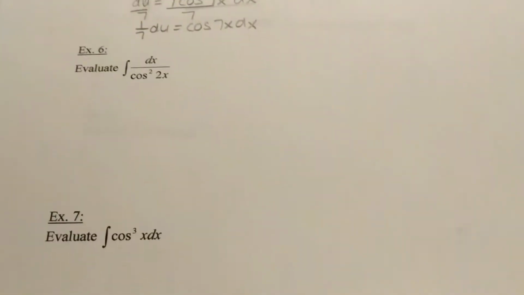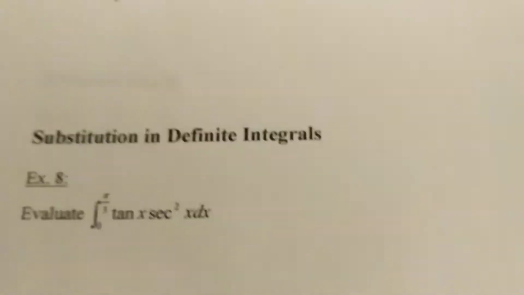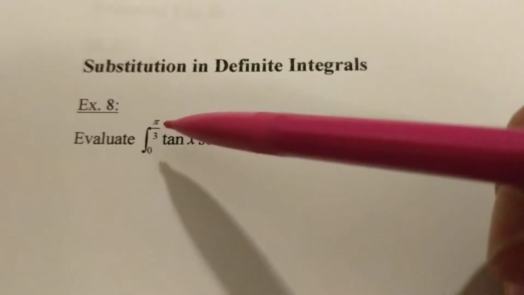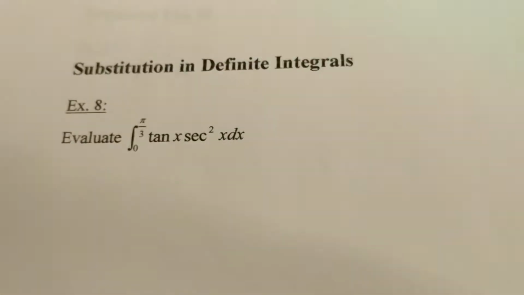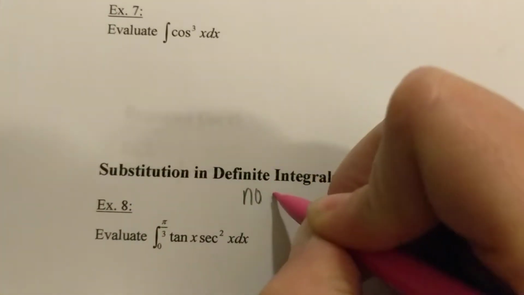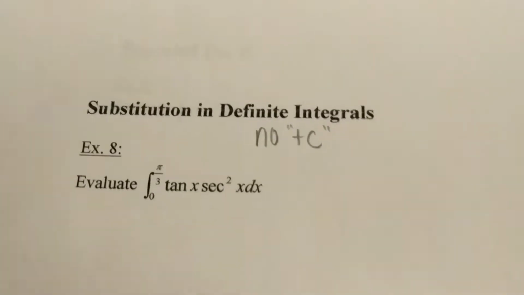I want to skip example 6 and 7 for the time being. We can come back to those at another time. But right now, I want you to come down to substitution in a definite integral. Definite integrals, just a reminder, are the ones that have the numbers. We don't need a plus c for those. So I want you to even write yourself this note. There's no plus c when we have a definite integral.